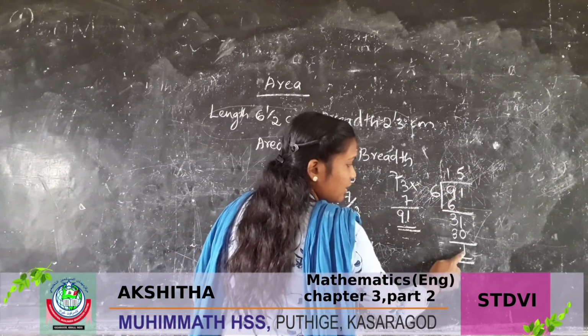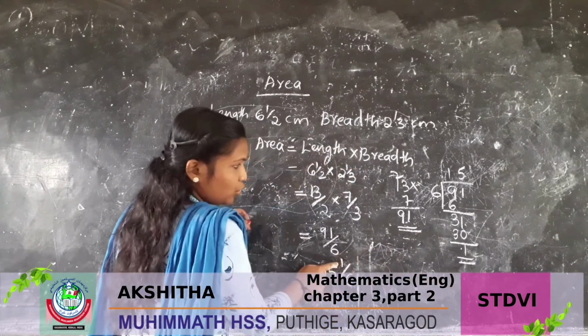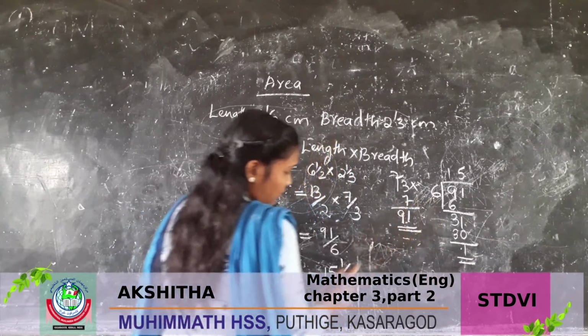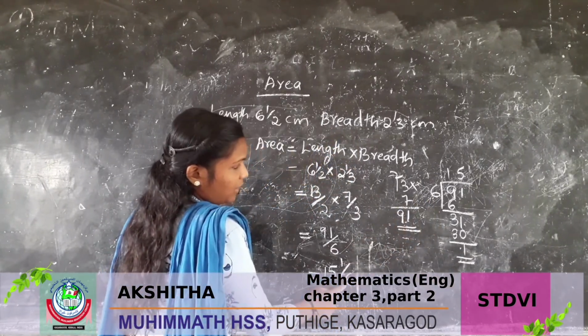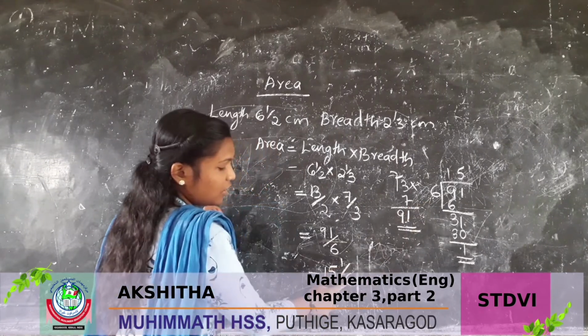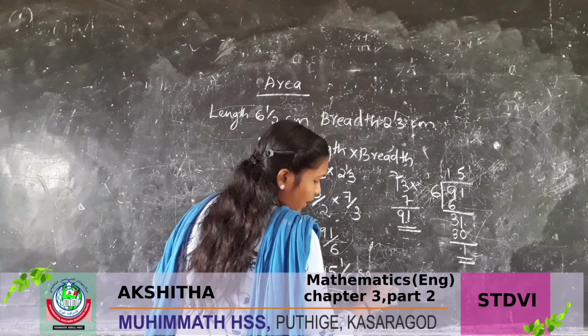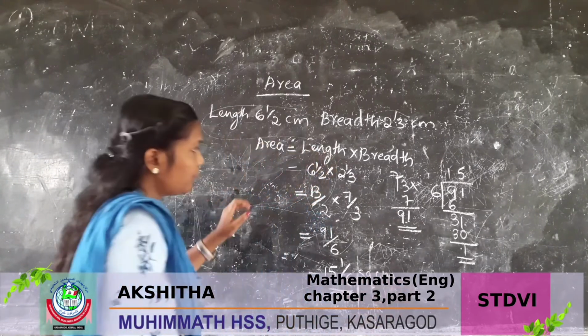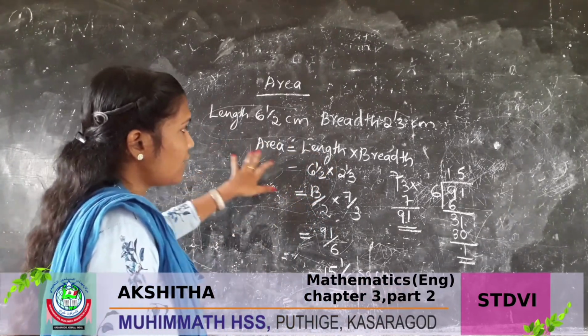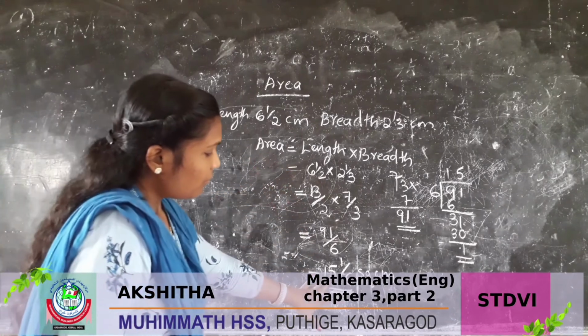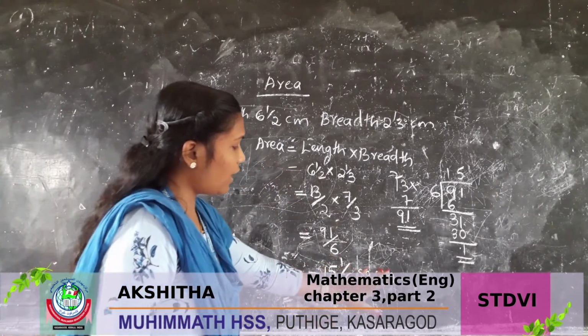Next one. This remainder 1 we should write as numerator. And 6 we should write as denominator. Divisor we should write as denominator. What is the answer? 15 1 by 6 square centimeter. Area of this rectangle is 15 1 by 6 square centimeter.